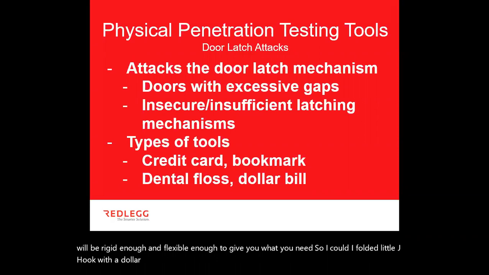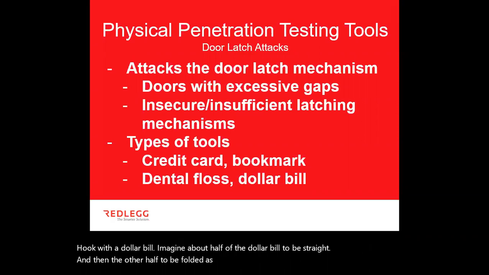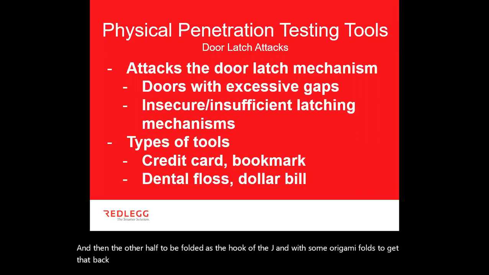Imagine about half of the dollar bill to be straight and then the other half to be folded as the hook of the J. And with some origami folds to get that back behind the latch, it gives you just enough rigidity that you're able to pop a low security latch.